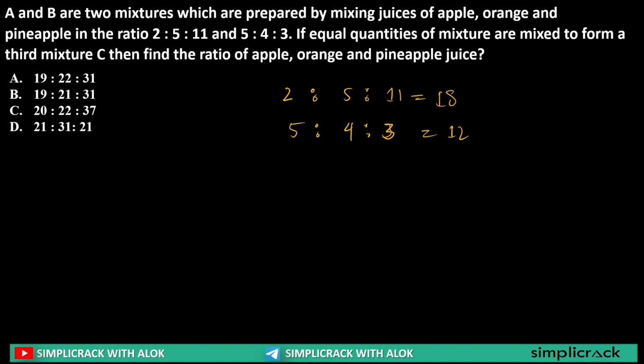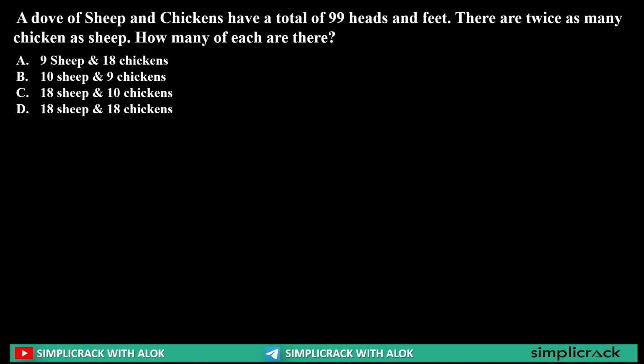So the first thing we need to do is make this whole thing equal. So we'll multiply by 2 over here and by 3 over here. The new ratio will be 2 2s are 4, 2 5s are 10, 2 11s are 22, 12, 15, and 9. So the total will be 19, 22, 31. So what is the answer? A is the answer. The ratio in the mixture C will be 19:22:31. See, this is an easy question, but many of you will miss out, because of the stress, because of the tension.